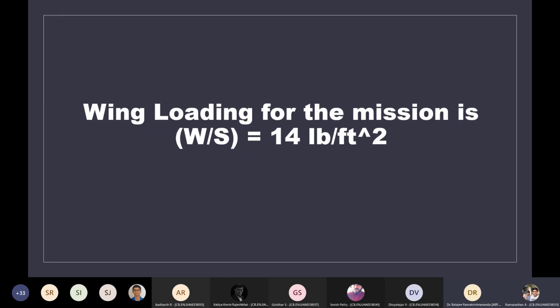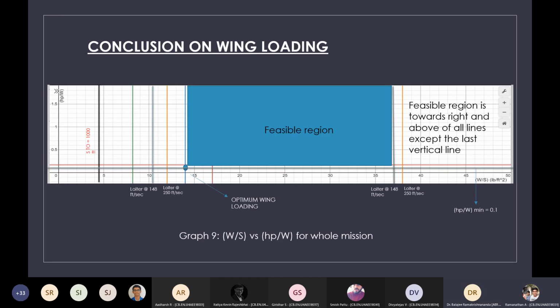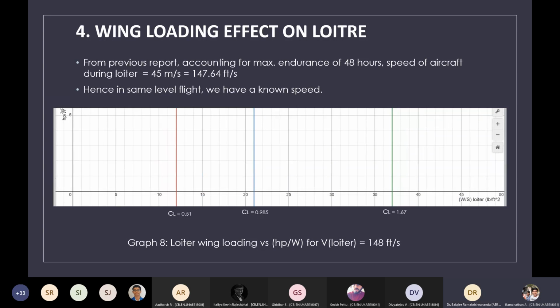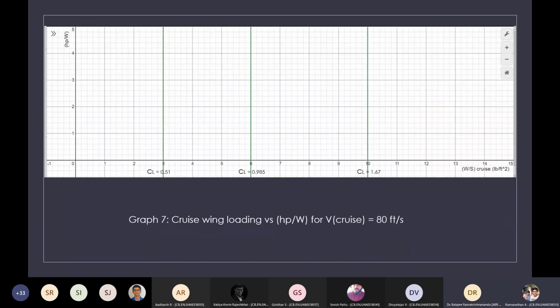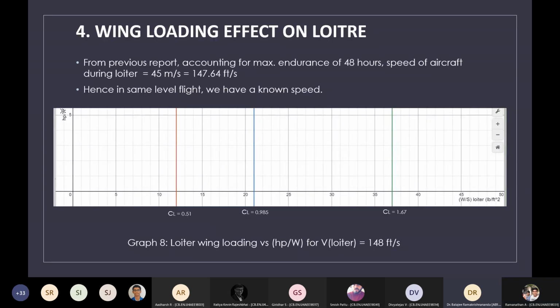Sir, the V loiter that we got, 148 feet per second, is itself a very large value, because the cruise condition itself, for Solar Impulse, was 80 feet per second. So you reduce all that and see. I never gave that as a constraint. That is a constraint which you assumed yourself.